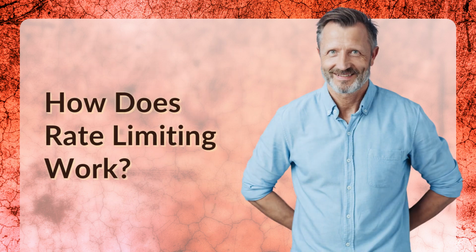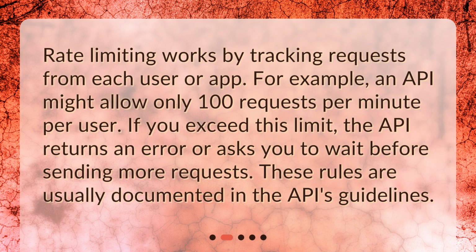How does rate limiting work? Rate limiting works by tracking requests from each user or app. For example, an API might allow only 100 requests per minute per user. If you exceed this limit, the API returns an error or asks you to wait before sending more requests. These rules are usually documented in the API's guidelines.